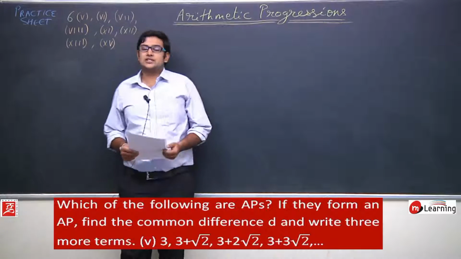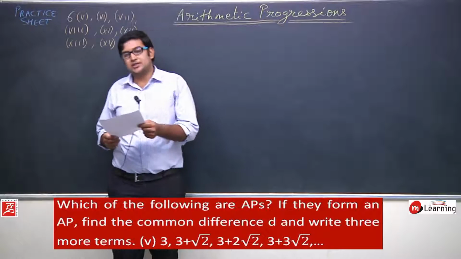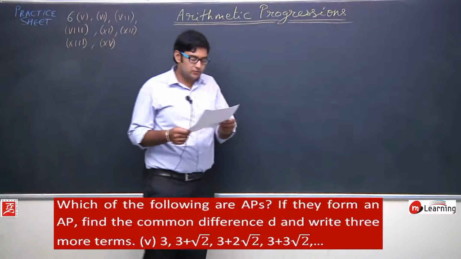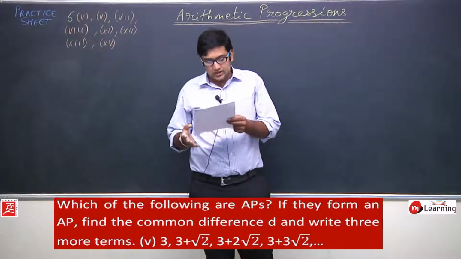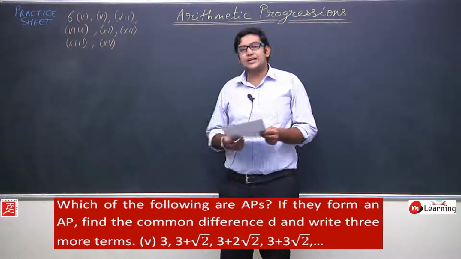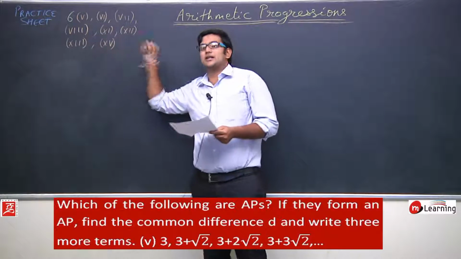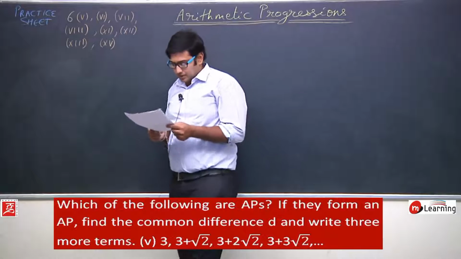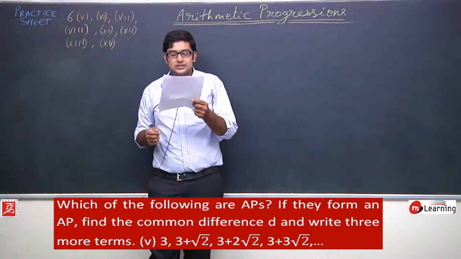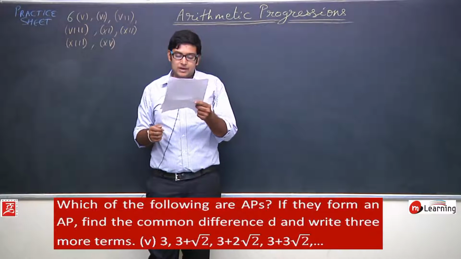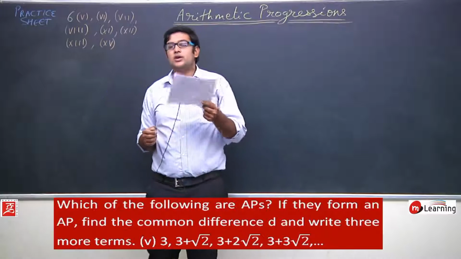Okay, let us now discuss question number 6. We have discussed up to question number 3, and questions 4 and 5 are very easy, so I am skipping those two questions. We will discuss question 6 directly, and from question 6 I will discuss only these subparts. Question 6 says, which of the following are APs? If they form an AP, find the common difference d and write 3 more terms.